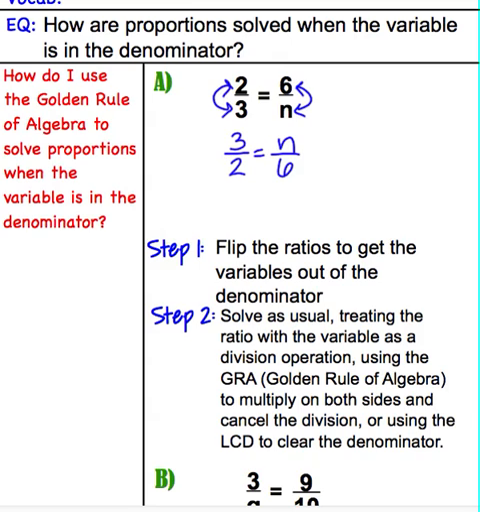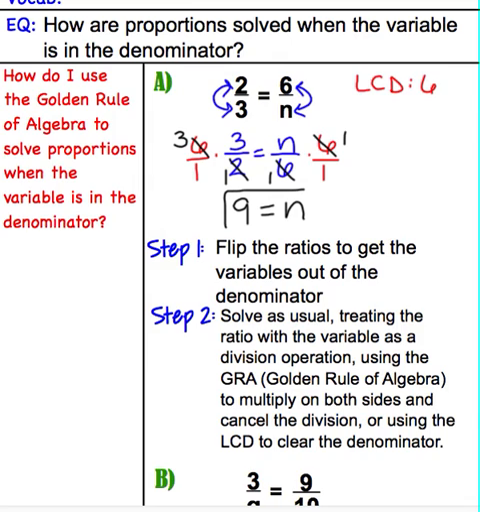So we're going to multiply by our LCD. The LCD between 2 and 6 is 6. So I'm going to multiply both sides by 6 over 1. And that is going to end up simplifying. Our 6's will cancel, leaving us with 1's, leaving me with n on the right. And on the left, 2 and 6 will both divide by 2, leaving me with 1 on the bottom and 3 on the top. 3 times 3 is 9. So 9 will be our solution.